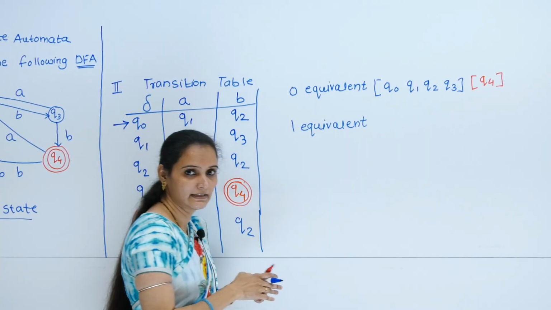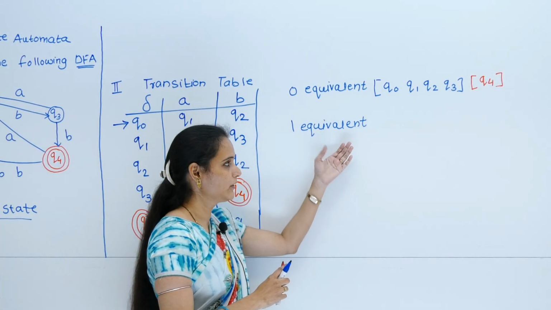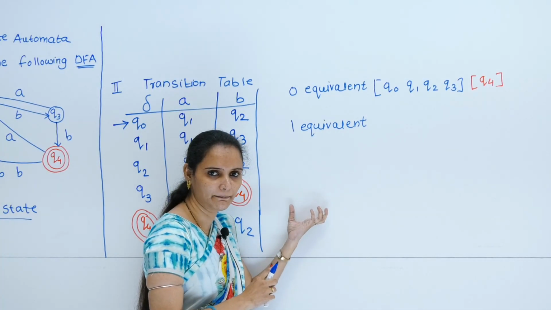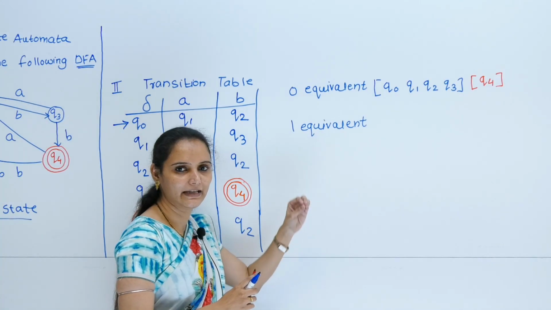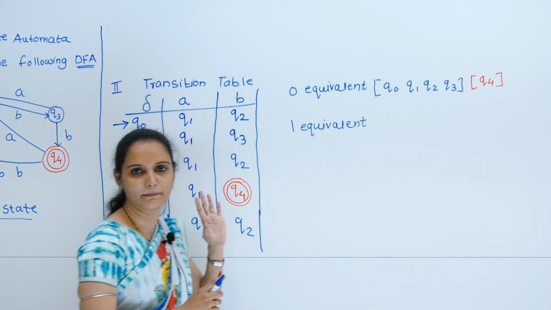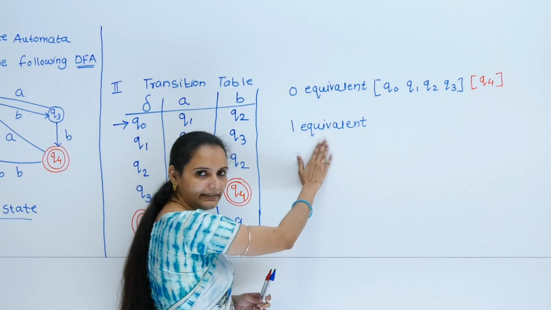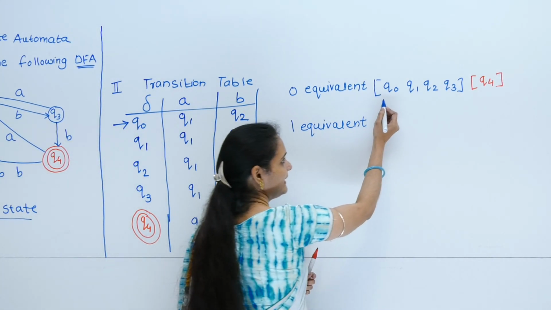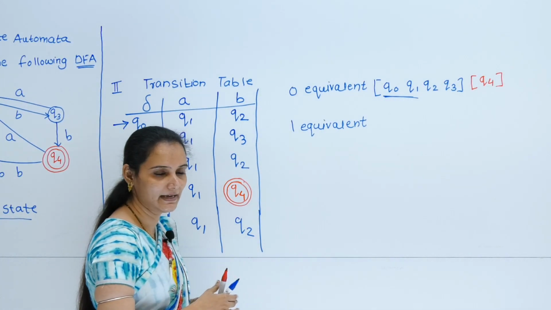Students, listen carefully to how to find the one equivalent, because it is a somewhat complicated part. If you can understand how to find the one equivalent, then you can easily solve the problems on the minimization of finite automata. Okay. So how to find the one equivalent? One equivalent means we are going to find it step by step.